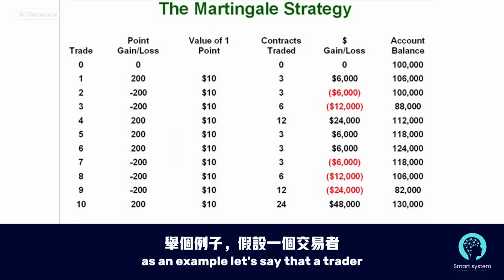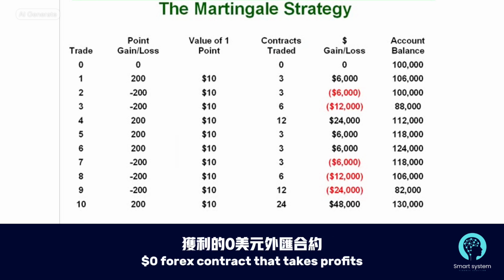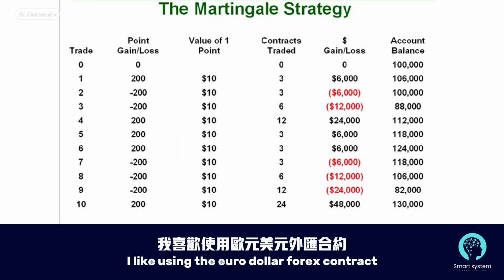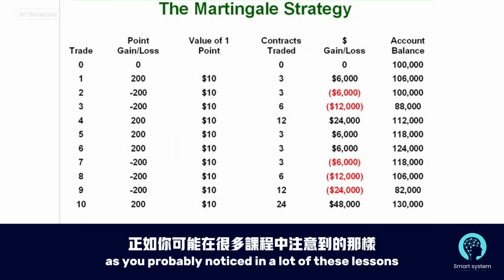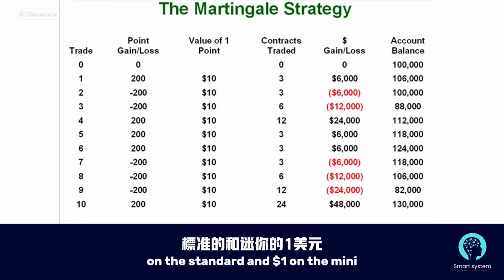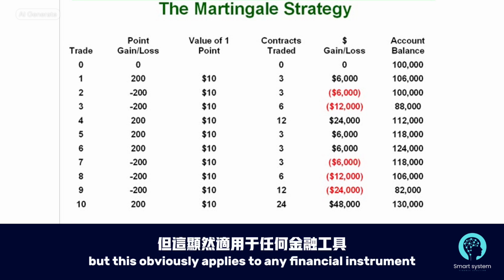As an example, let's say that a trader is using a strategy on the full size Euro-Dollar Forex contract that takes profits and losses both at the 200-point level. I like using the Euro-Dollar Forex contract, as you probably noticed in a lot of these lessons, because the point value is $10 on the standard and $1 on the mini contract, so it makes it easy for examples. But this obviously applies to any financial instrument.